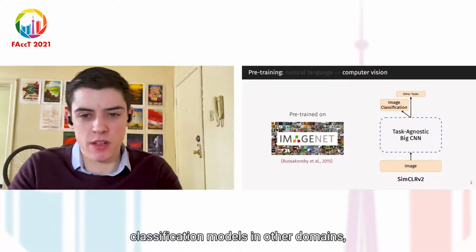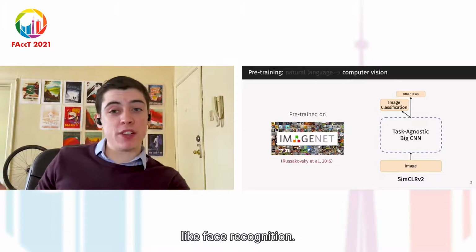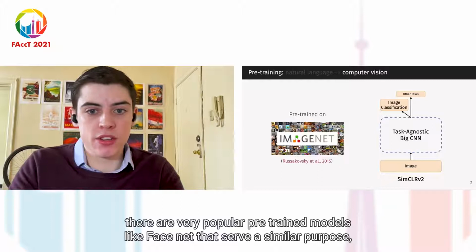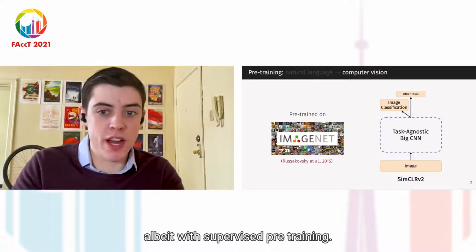So for example, representations from both of these models have been used to train state-of-the-art supervised image classification models. In other domains like face recognition, there are very popular pre-trained models like FaceNet that serve a similar purpose, albeit with supervised pre-training.